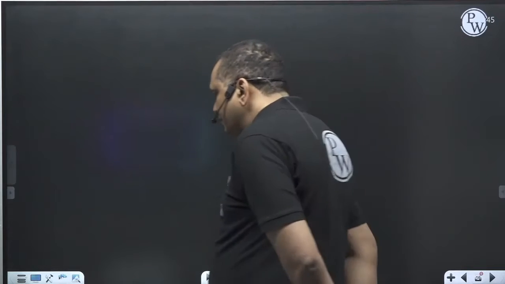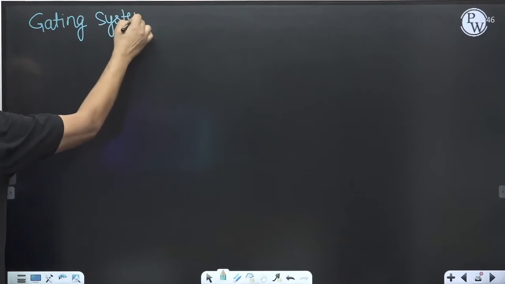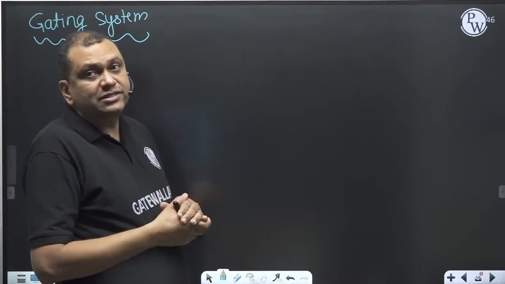So that was the discussion on the gating system. See, in the regular class, we will discuss in too much detail and solve many, many problems. But in one shot, we have to be very precise. Now, gating system.